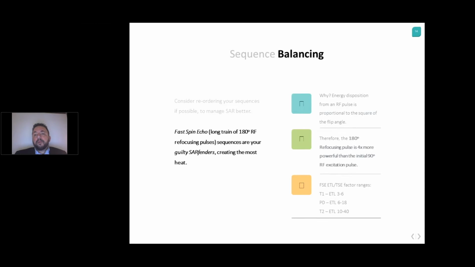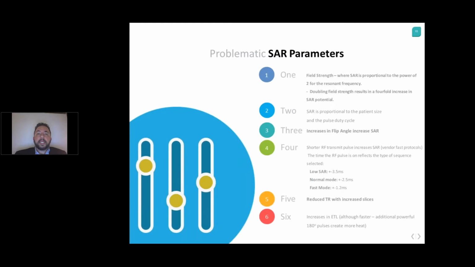So our typical echo train length or TSE factor ranges for T1, it's typically between 3 and 6 on most scanners. Proton density, we keep it 6 to maybe 18 or so. But in T2 weighted sequences, we can really run into a tremendously large echo train length, 10 to sometimes even 30 or 40 on an echo train length, which can lead to a tremendous amount of deposition and thermal induction in our patient. So be mindful of, again, sequence balancing in that regard.